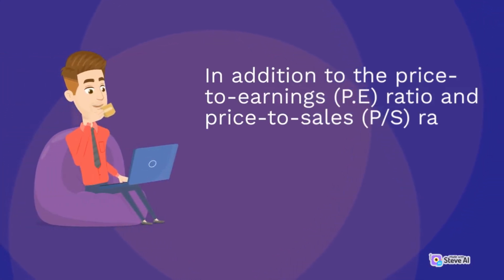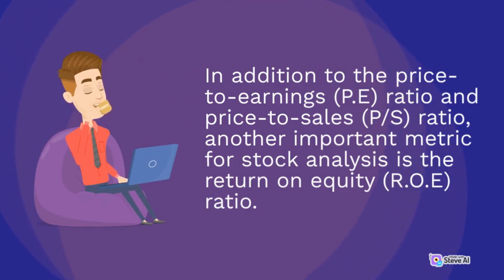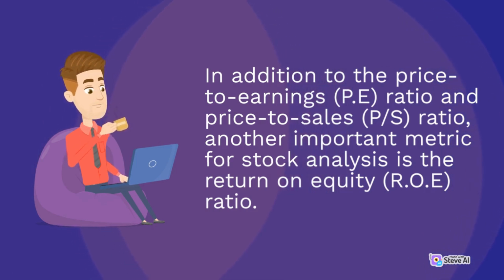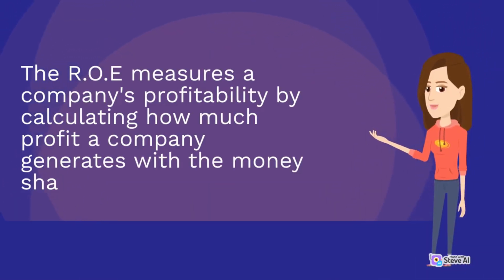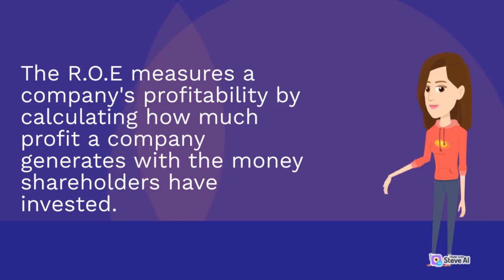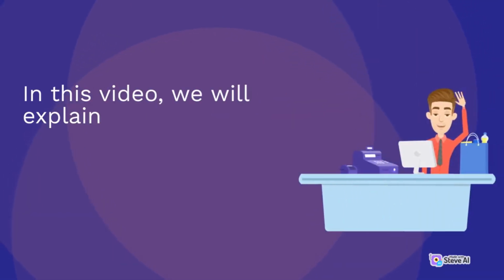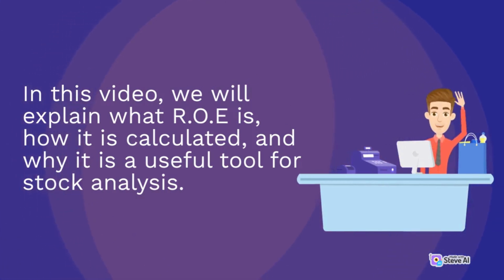In addition to the price to earnings (PE) ratio and price to sales (PS) ratio, another important metric for stock analysis is the return on equity (ROE) ratio. The ROE measures a company's profitability by calculating how much profit a company generates with the money shareholders have invested. In this video, we will explain what ROE is, how it is calculated, and why it is a useful tool for stock analysis.